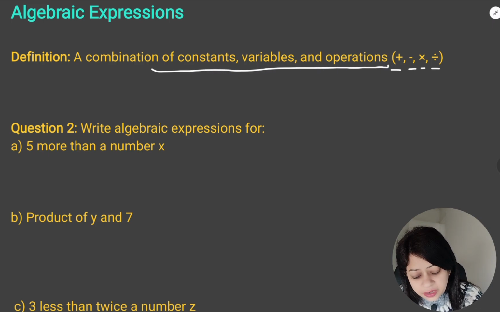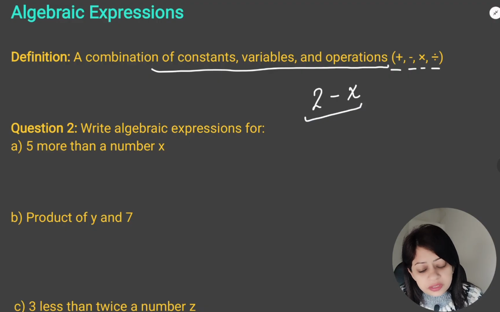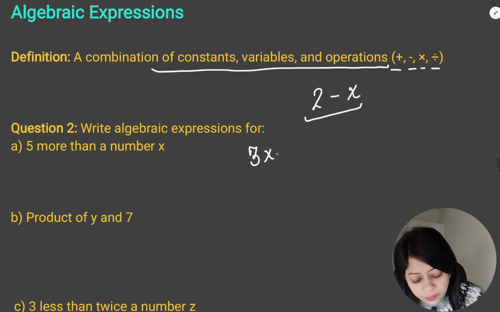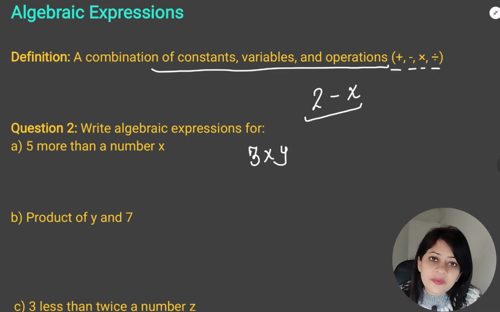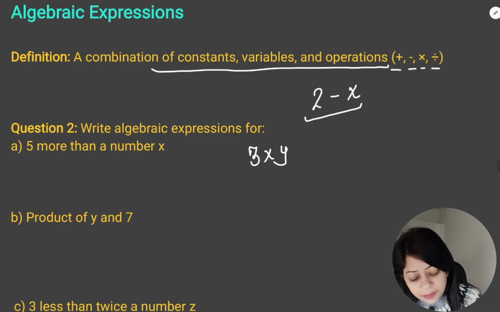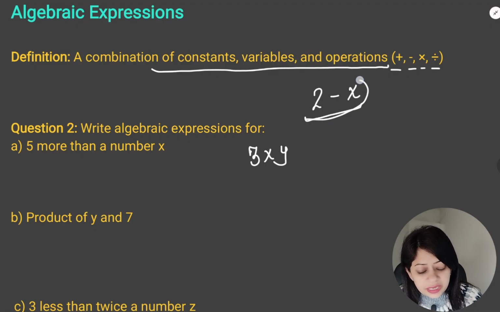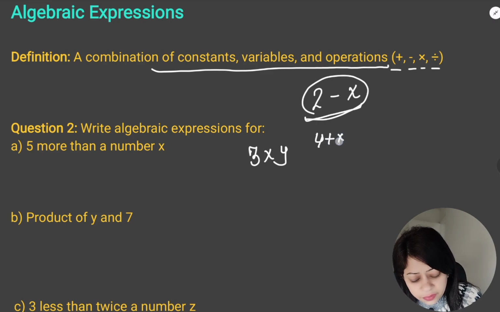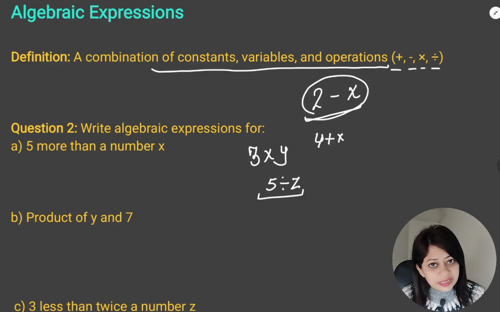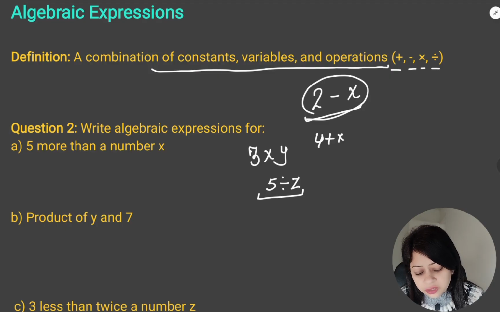That means if I write 2 and I subtract and I write a variable, what is this now? This is an algebraic expression, right? So if I write 3, I multiply, I write a variable. What is this? This is an algebraic expression. So these types of structures where we have 2 minus x, I have 4 plus x, I have 5 divided by z, something like that, where I combine constants, variables and operations, are known as algebraic expressions. Okay.